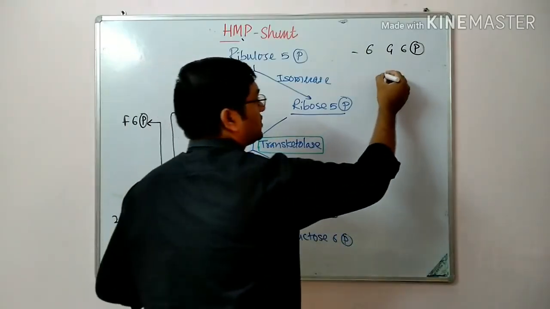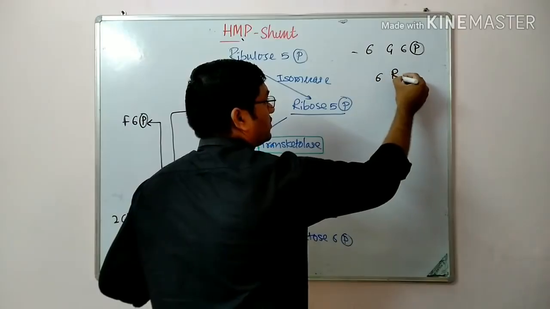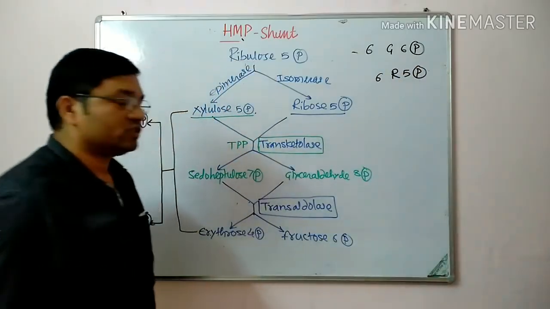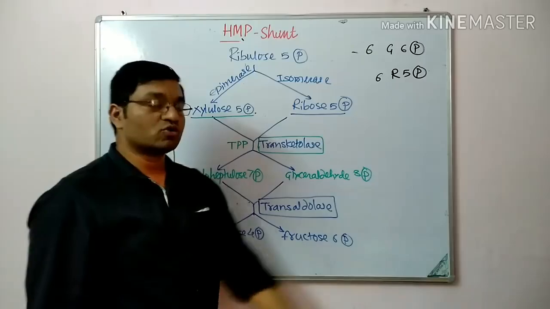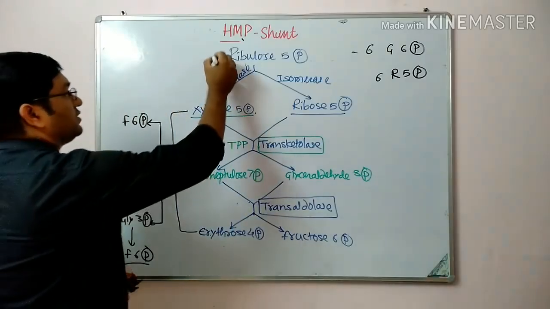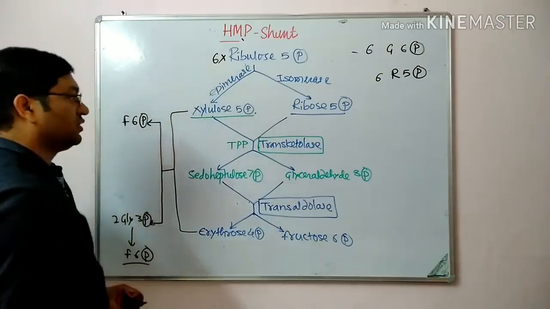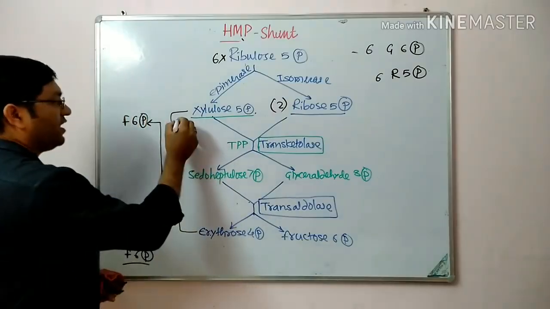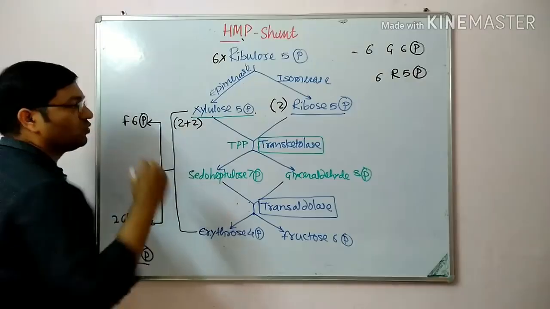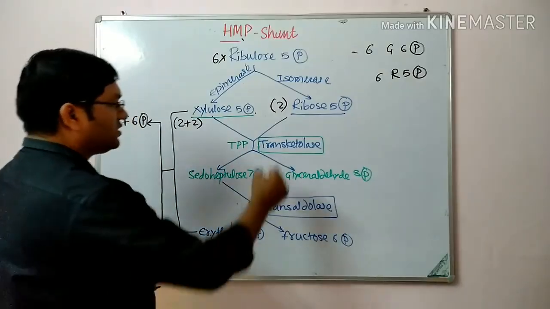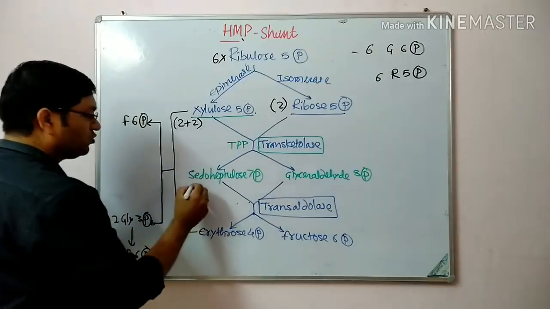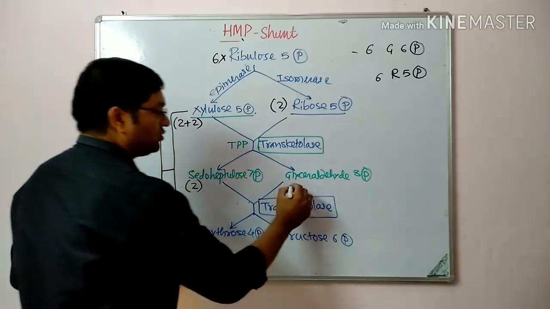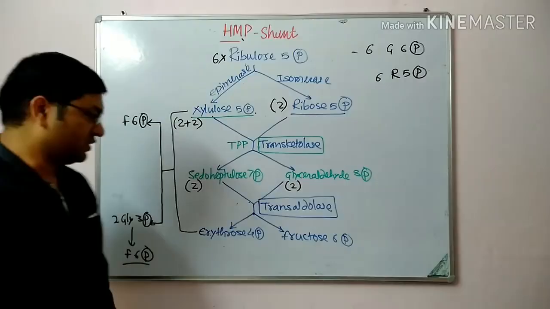If you start from the beginning, there is involvement of 6 glucose 6-phosphate, which gives you 6 molecules of ribulose 5-phosphate. Then this gives 2 molecules of ribose 5-phosphate and 4 molecules of xylulose 5-phosphate. Now this will give you 2 molecules of sedoheptulose 7-phosphate and 2 molecules of glyceraldehyde 3-phosphate.